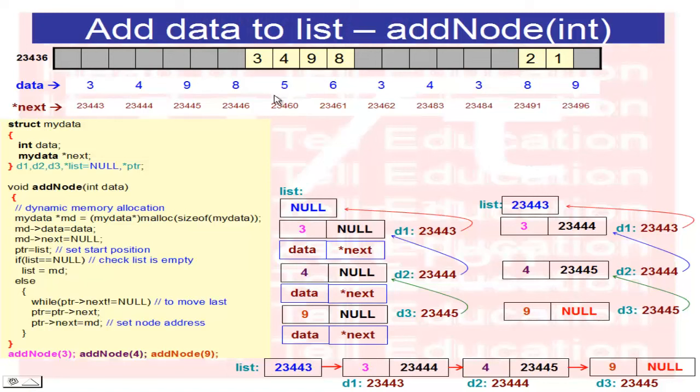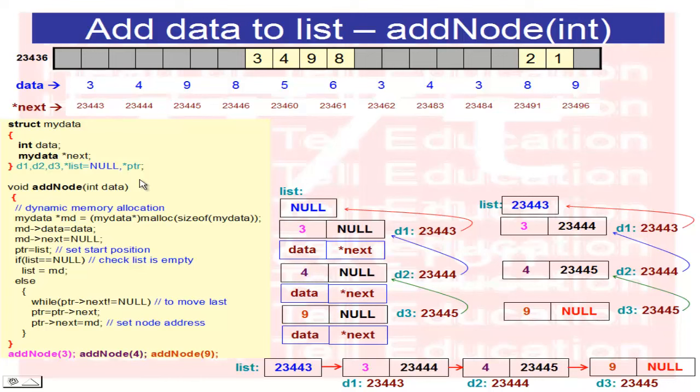Now how to add the data by using code. Here we have to store 3, 4, 9, only 3 data items in memory by using the self-referential structure. The structure is the same: struct my data, integer data, my data pointer next, and I have created 3 variables of my data, d1, d2, d3. One is a pointer whose name is list, and another pointer whose name is ptr.